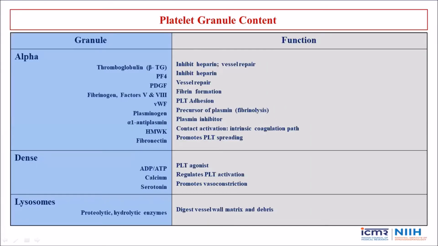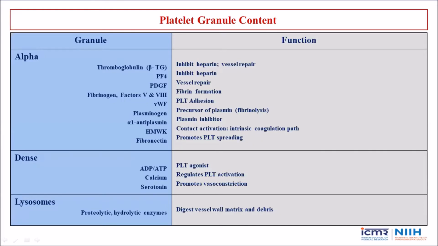Now these are the contents of the granules. The alpha granules mainly contain the clotting factors, fibrinogen, factor 5, factor 8, and these are the functions which are mentioned. As we saw yesterday, the PDGF, platelet-derived growth factor, which is required later on for the vessel repair, is also contained in the alpha granules. Then the von Willebrand factor, the antiplasmin, which is a plasmin inhibitor, some of the clotting factors like the high molecular weight kininogen, and also fibronectin, which is there in the alpha granules.